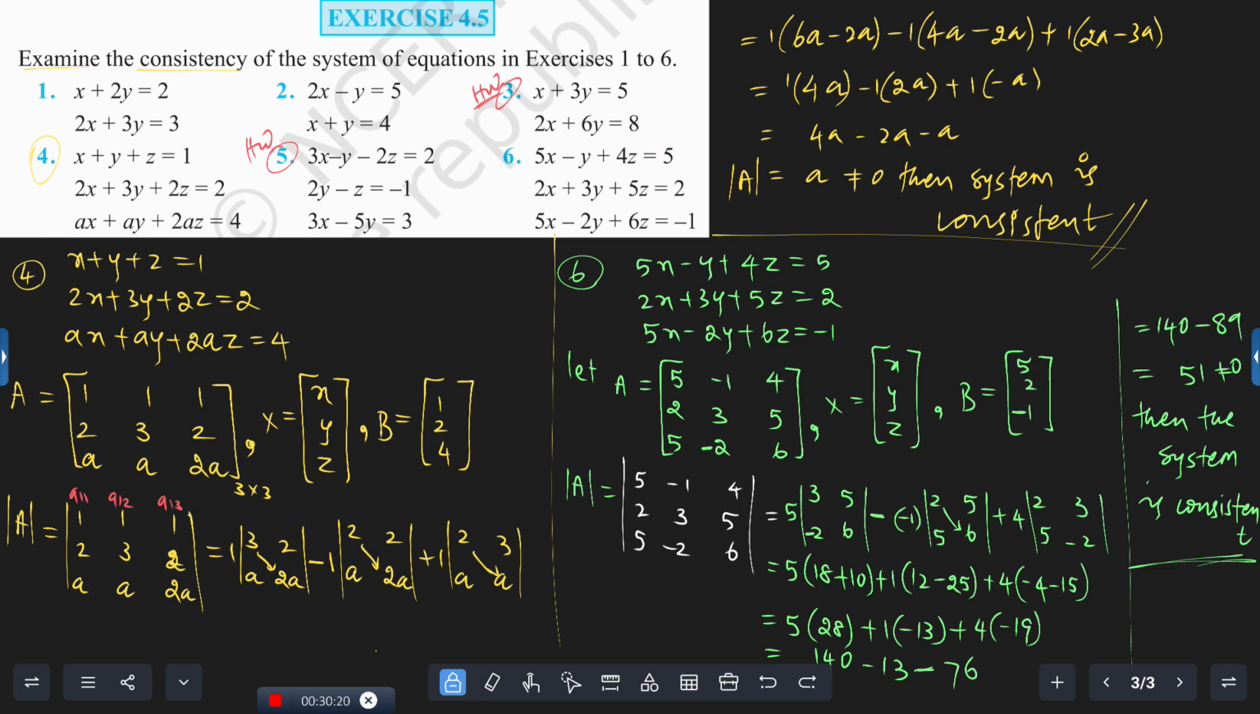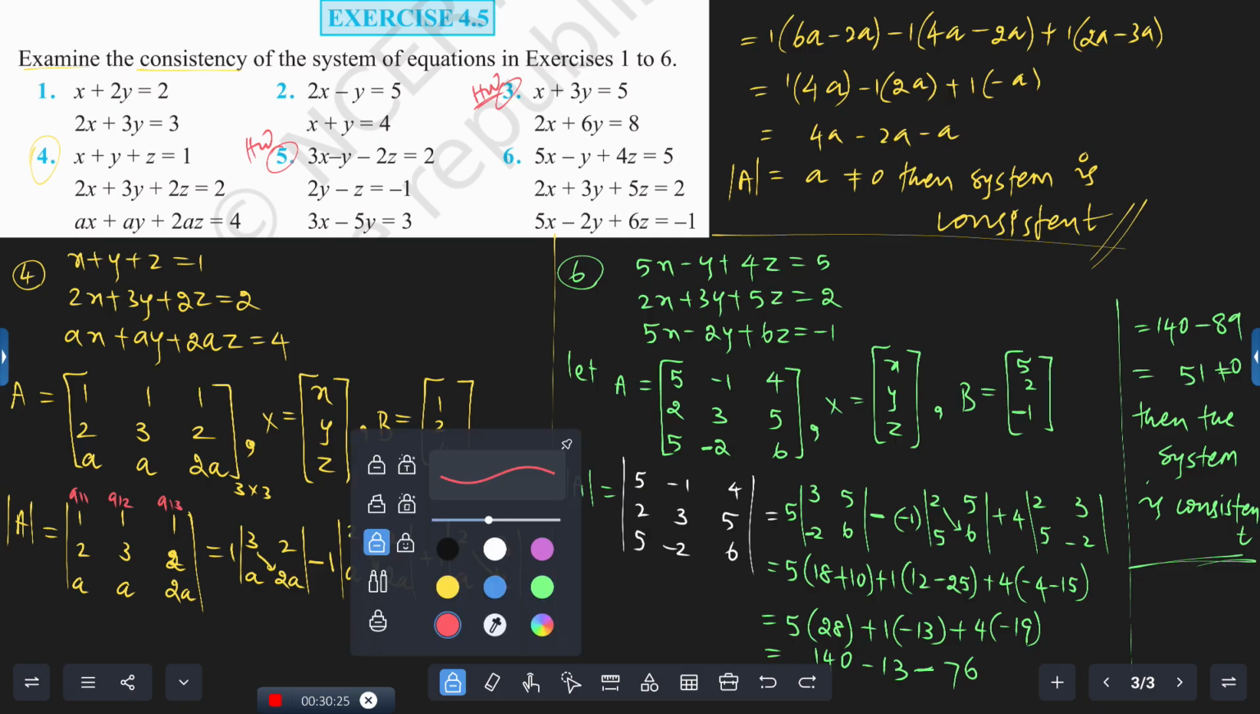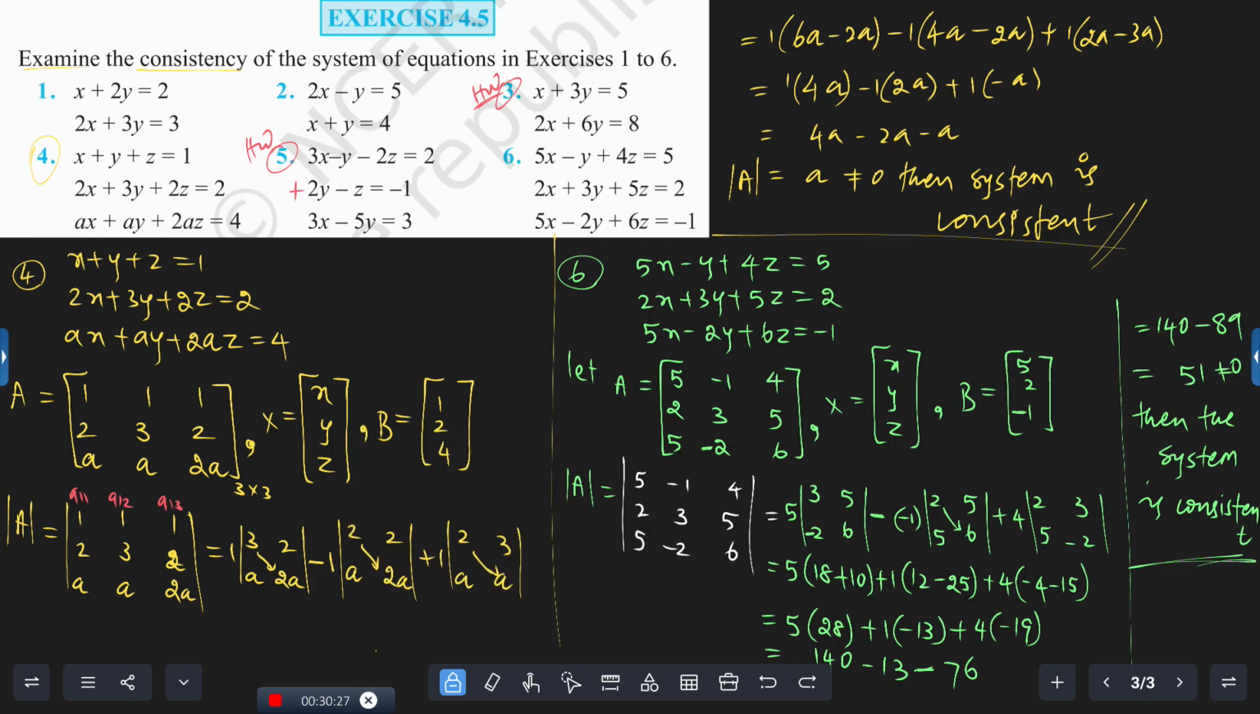Children, the fifth one you have taken homework. There you must be very careful. Here actually there is no x term, so 0x you have to take. Here no z term, so 0z you have to take. So you make a matrix. So 3, minus 1, minus 2, 0, 2, minus 1, 3, minus 5, 0. Like that matrix will be forming for fifth one. So what element is not having, that you make it 0. Understand? Okay.